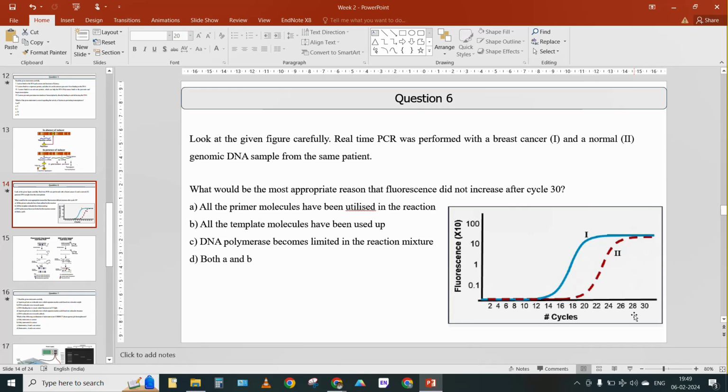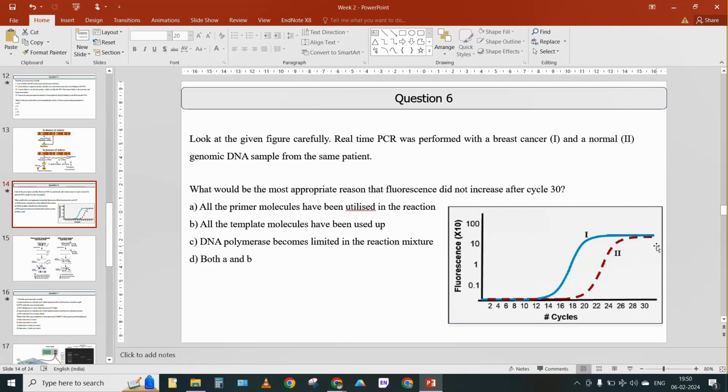Okay. So are you sure that it is both A and B? Why are all the template molecules used up? There are two things, primer molecules and template molecules. So fluorescence basically works for the primer molecules, not for the template molecules. Okay, sir. I'll give the reason also, then we'll come back to the answer.